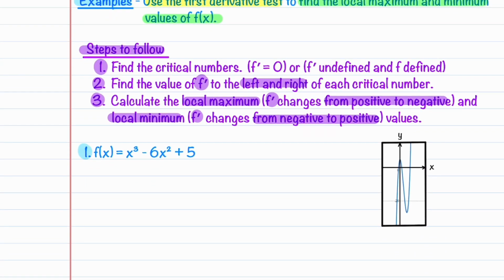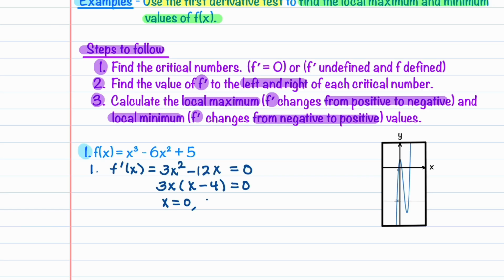In our first example, we're given the function f of x is equal to x cubed minus 6x squared plus 5. For our first step, we are going to find the critical values. So we're going to start by taking the derivative. F prime of x is 3x squared minus 12x, and then we set that equal to 0. We can factor out a 3x, so we're left with x minus 4. And this gives us that x is equal to 0 and x is equal to 4. Those are our critical values.